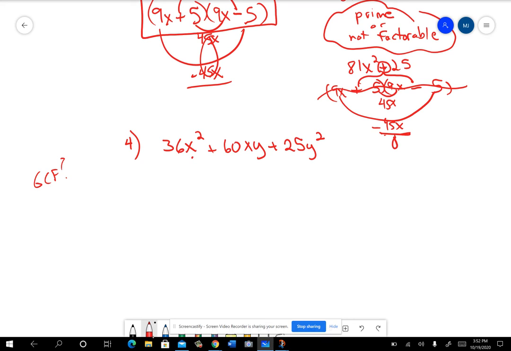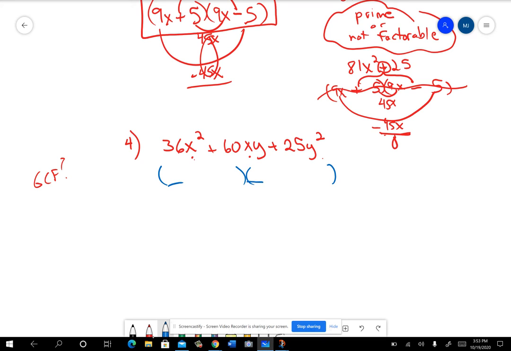But you see how there's x's only in the first two? There's no x's in the last one. And there's no y's in the first one. So there's no variable common to all of them. And then you also don't have a number common. Like 25 is only divisible by 5 or 25, and 5 doesn't go into 36. So this actually doesn't have a common factor that needs to be pulled out. It's 3 terms, so you should unfoil it.